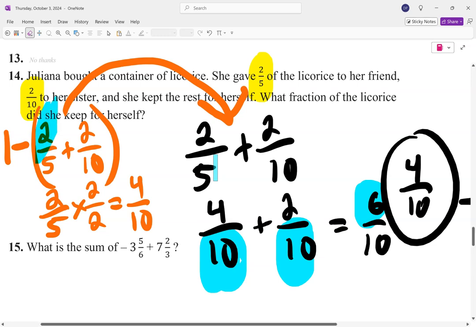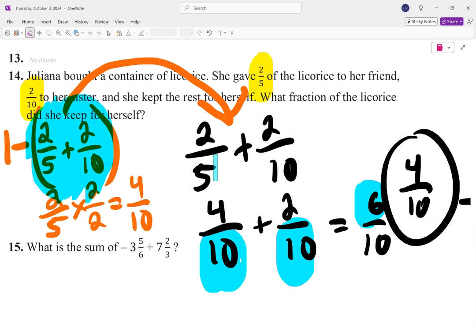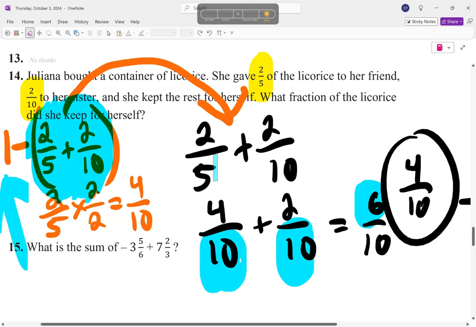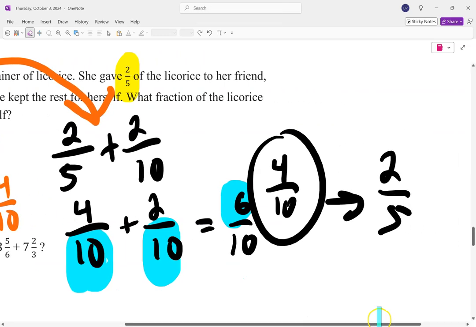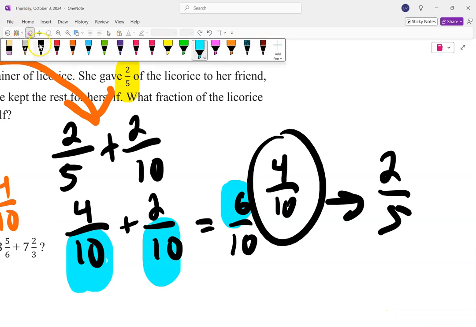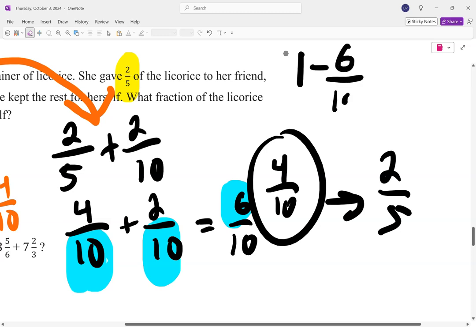But we're not done with the problem yet because they're asking you how much did she keep for herself? How much does she have left after you subtract it from the whole? So last step is, after we have 6/10, we say, how much is 6/10 from a whole? And we again have to have a common denominator. So that's 10/10 is a whole minus 6/10.